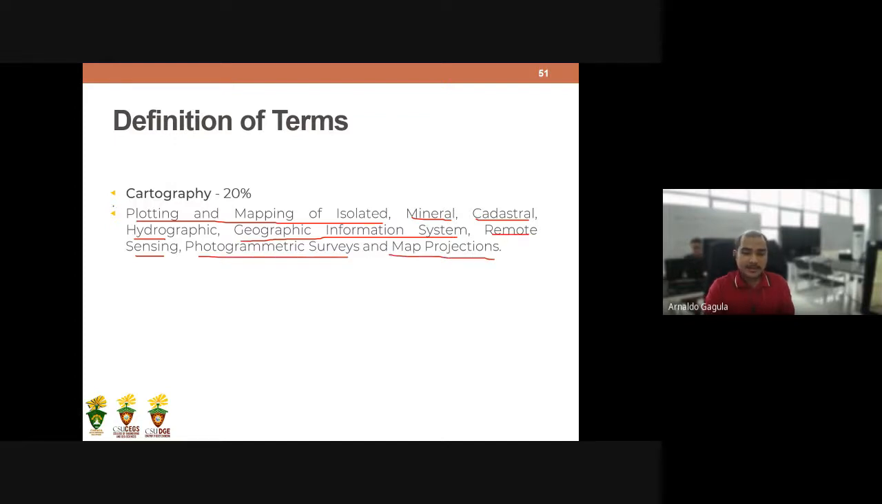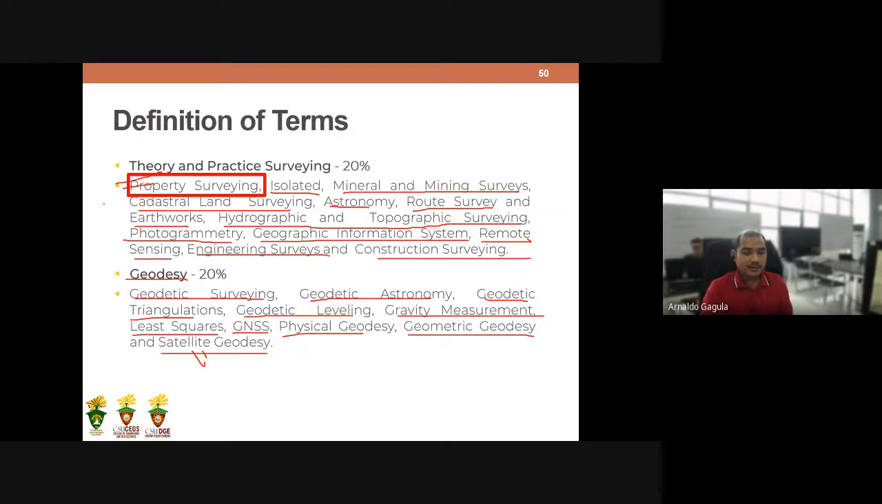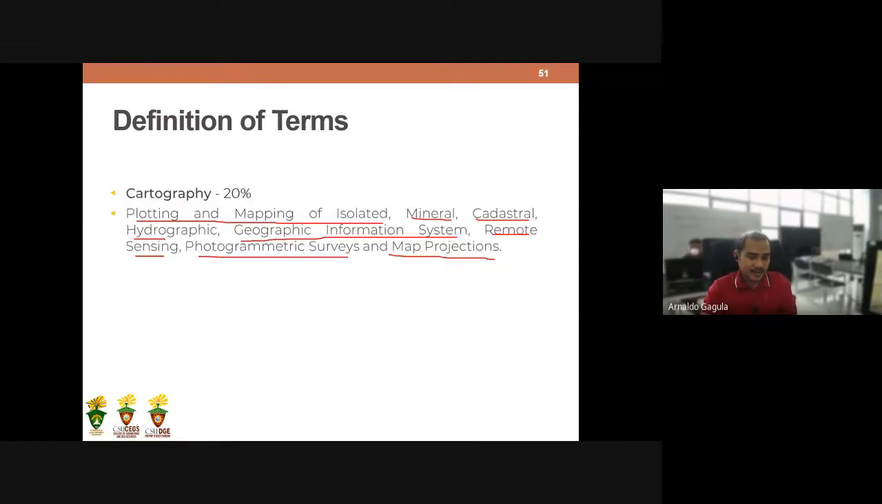So as you can see, si cartography, geodesy, og si theory and practice, maurag scope sa exam, na mga topics sa geodesy na masaag sa theory and practice, and na po yung cartography na masaag sa geodesy, and vice versa.